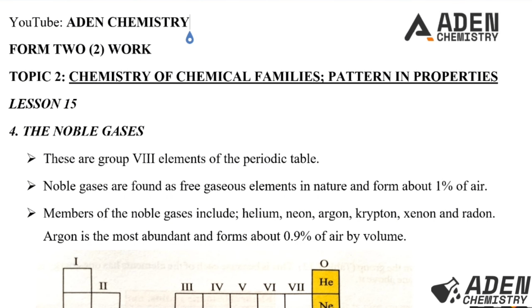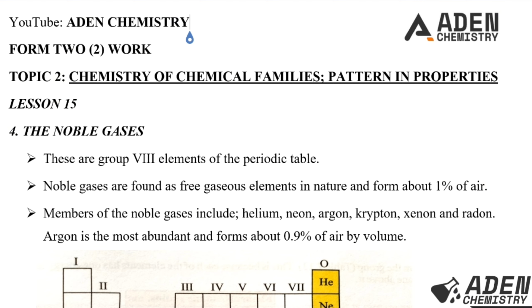Hello students, welcome. Previously, in lesson 14, Form 2 Topic 2, we were dealing with the chemical properties of halogens and the uses of halogens. So today, lesson 15, we want to proceed to the last chemical family, which is the noble gases.